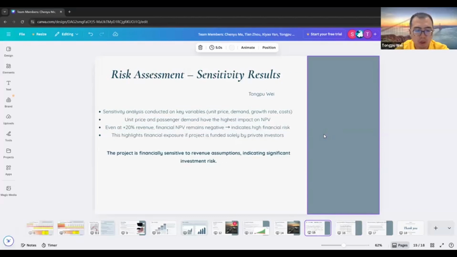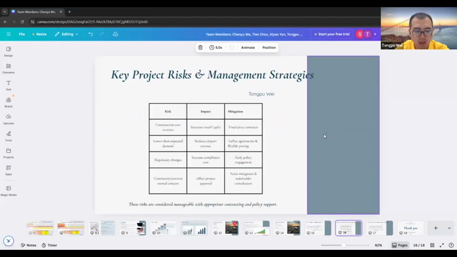And alongside the quantitative analysis, we also identified broader strategic risks. The main risks include construction delays, lower than expected demand, regulatory changes, and community environmental concerns. However, these risks are manageable. For example, fixed price contracts can reduce cost overruns. Airline partnerships can stabilize demand, and community consultation can help maintain social license to operate.